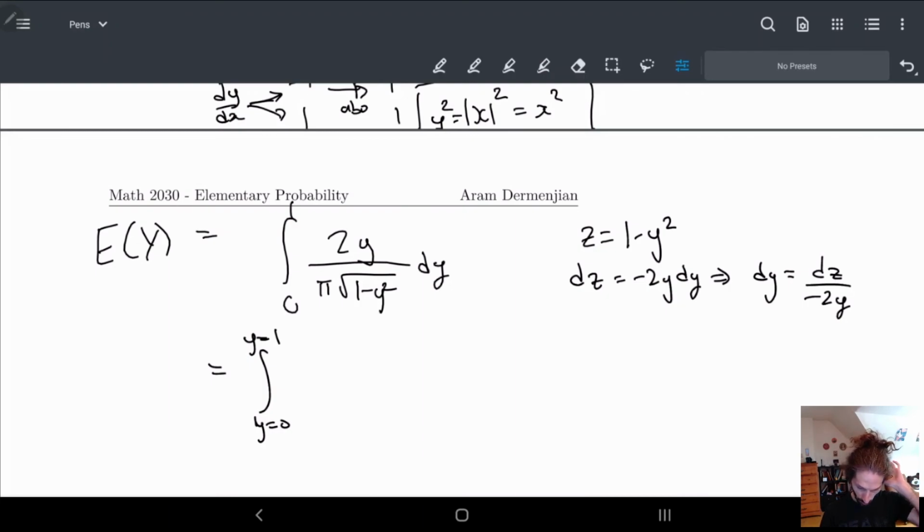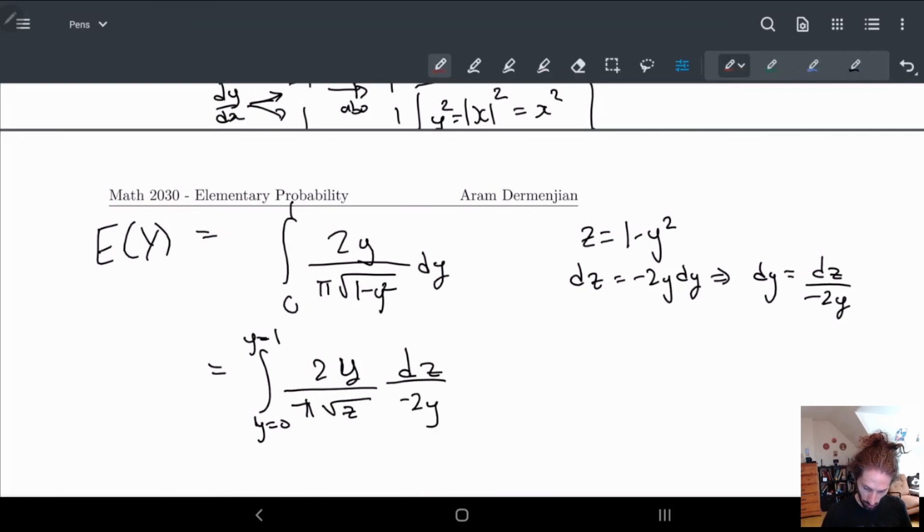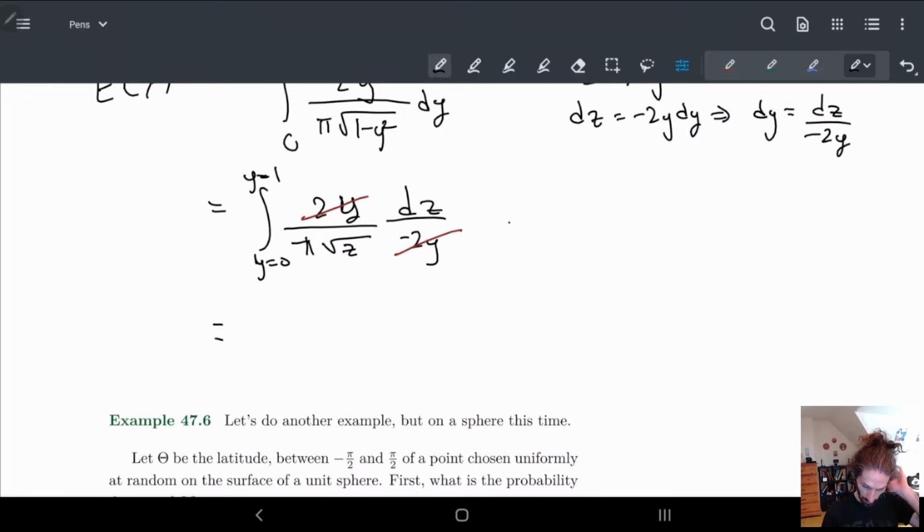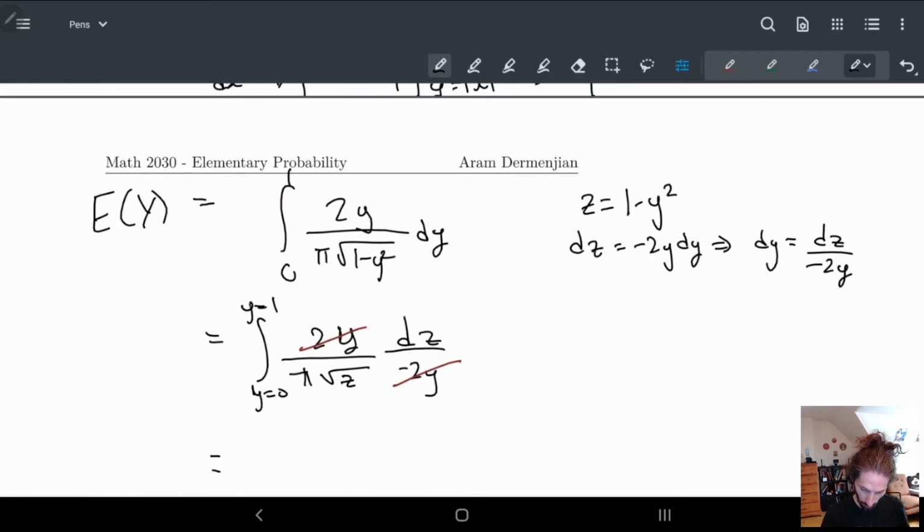And then we have 2y over pi times the square root of z. dy becomes dz over minus 2y. So in this case, the 2y's cancel. So we have less things to worry about. Here I can also translate my bounds, right? So y equals 0 implies 1 minus 0 squared, which is just 1. And y equals 1 implies 1 minus 1 squared, which is just 0.